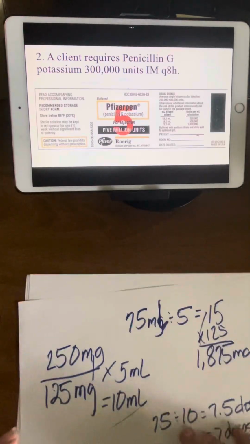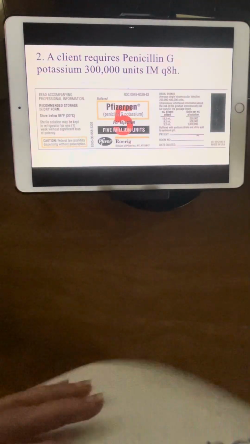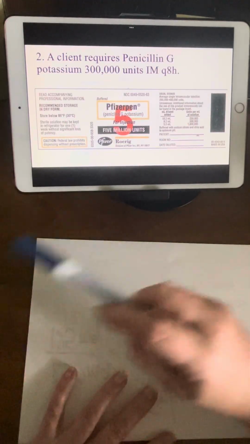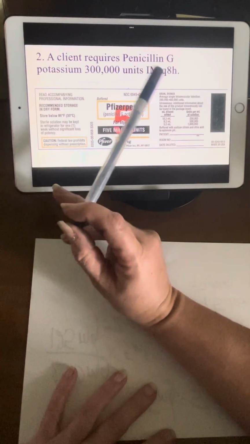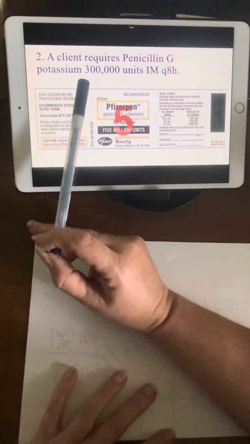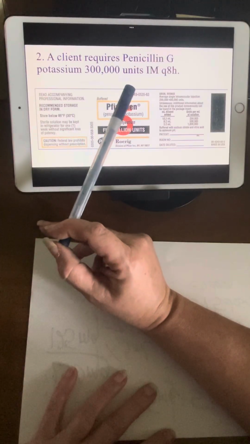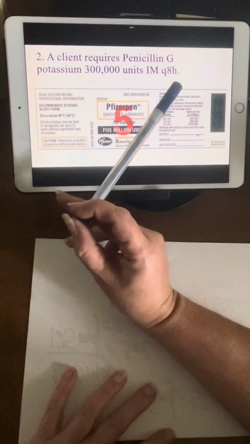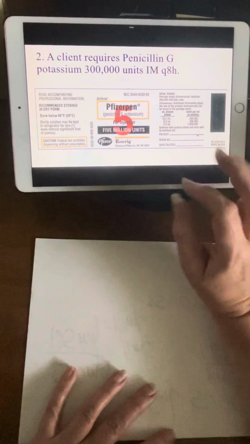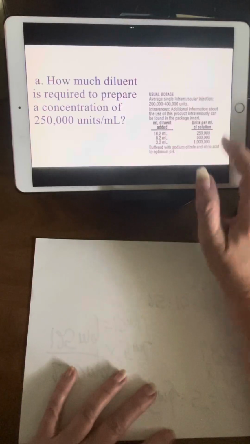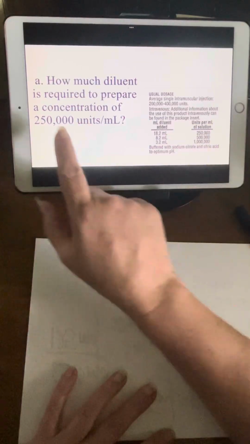You've got to be able to read the label, and it needs to be a decent image. So this, number 2: a client requires penicillin G, 300,000 units, IM Q8. Okay, we're not freaking out over those zeros because we're grown. So I pulled this in to make it bigger.